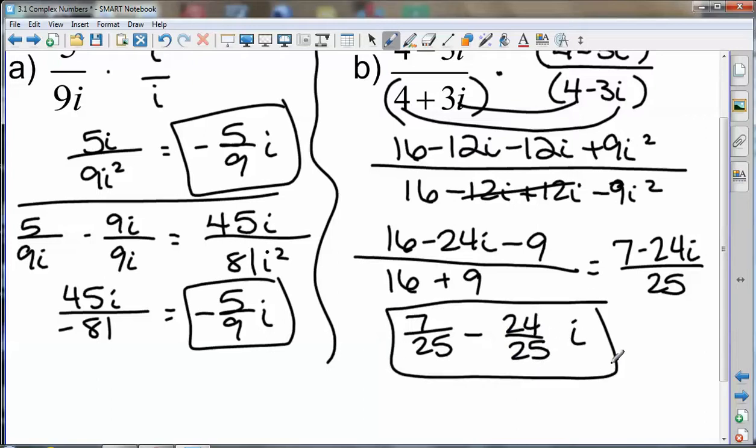If you don't do that, I'm going to take off a half point, because in the directions I'll say write it in standard form. I'll forget to do that, but it's your directions. Okay. Any questions there?